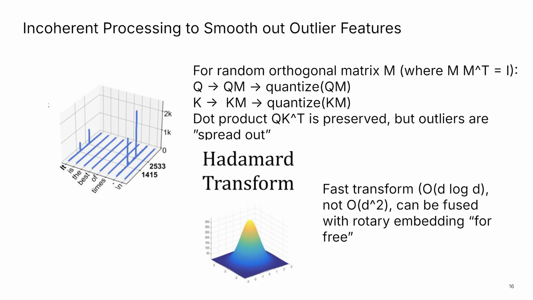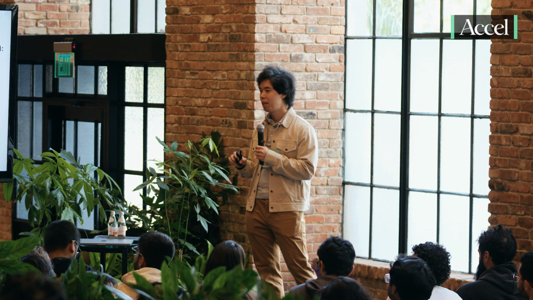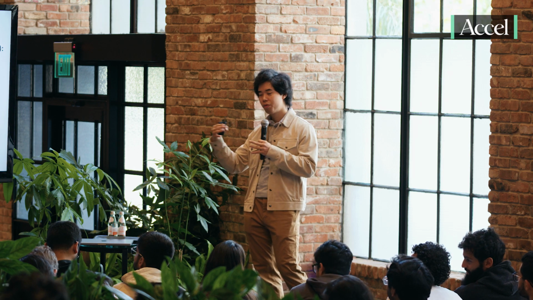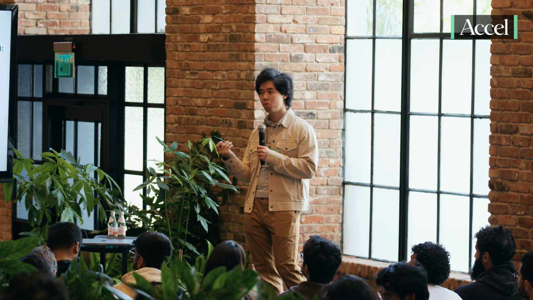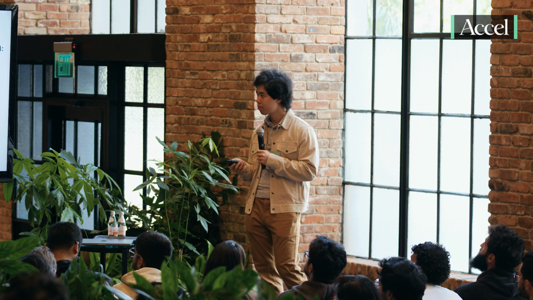So here's a little bit of math. I know it's early, so I won't do too much of this. You take a random orthogonal matrix M. That means that M times M transpose is the identity. You rotate the query, so you transform the query from Q to Q times M before you quantize, and then you do the same for K. Because M is orthogonal, the dot product Q times K transpose is preserved. But because it's a random rotation, all the features are spread out, and so you reduce numerical error here.